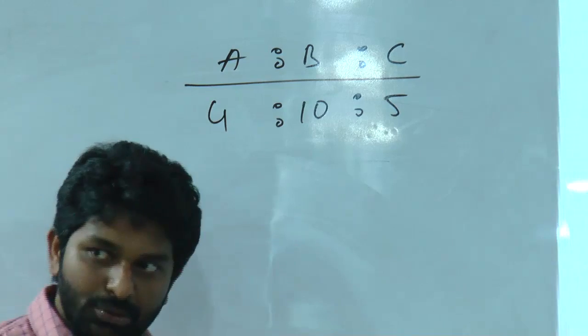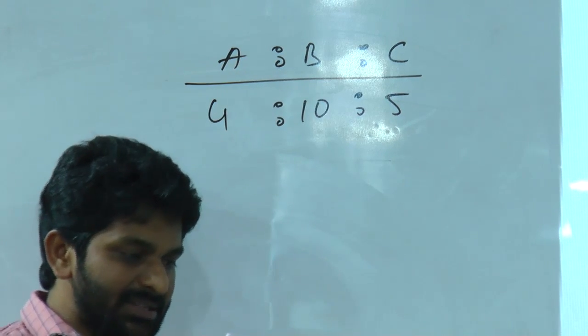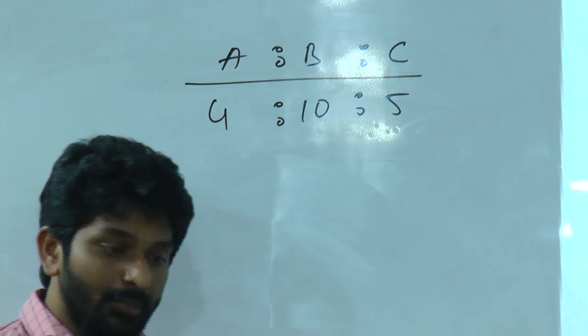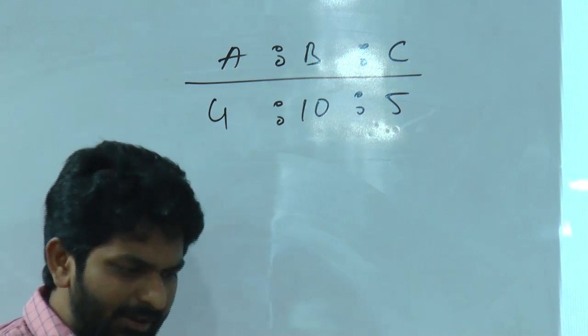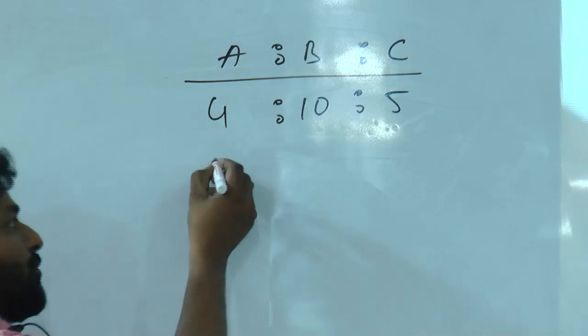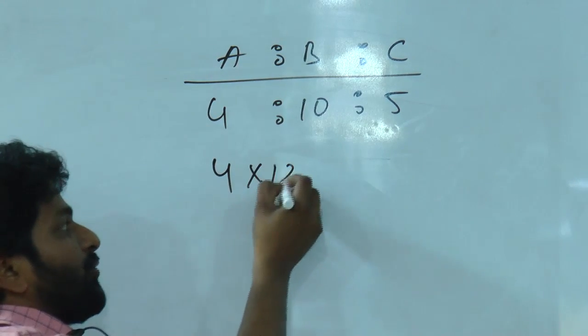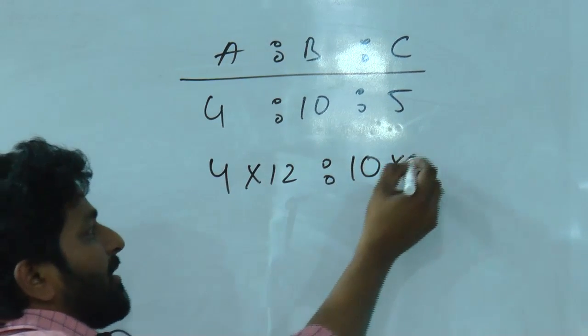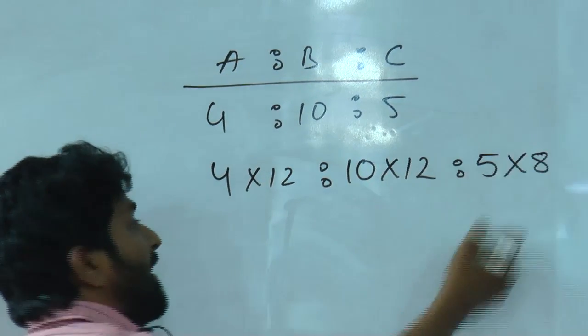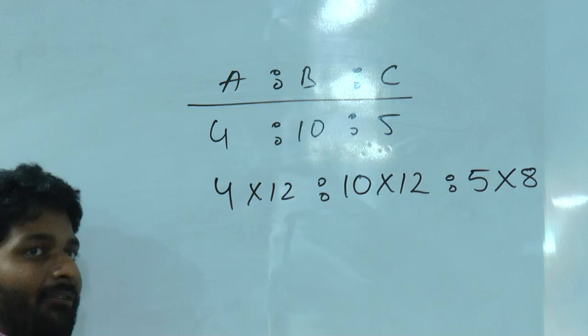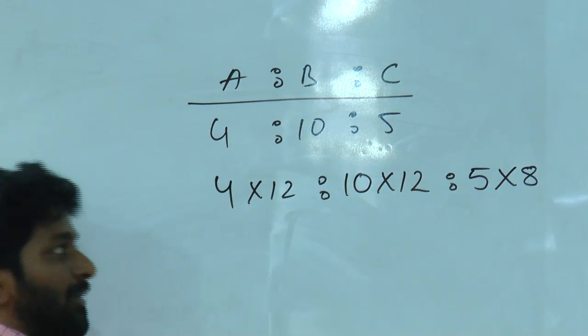These are investment ratios. A and B started the business. C joined after 4 months. So out of A and B, no one left, right? No. So A invested 4 parts for 12 months. B invested 10 parts for 12 months. C invested 5 parts for only 8 months, because he joined after 4 months, he will be there for only 8 months.